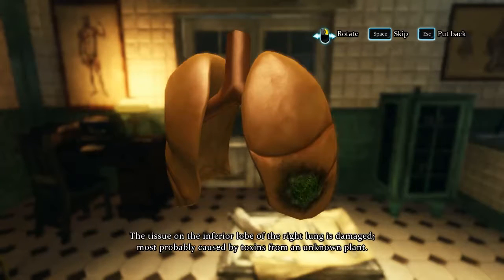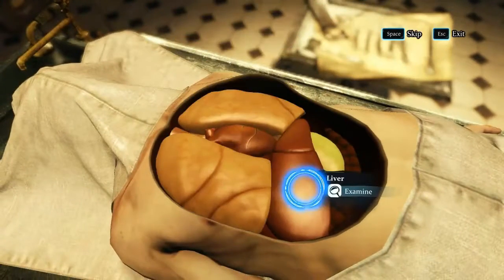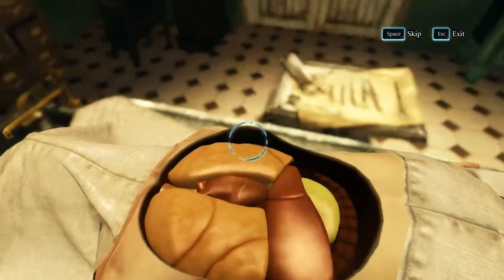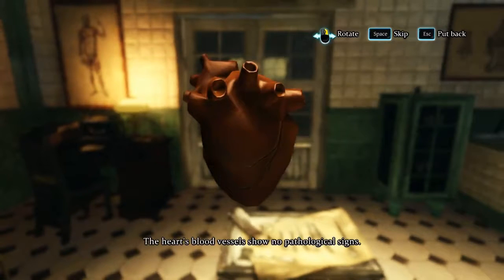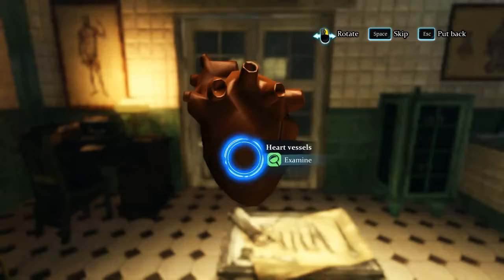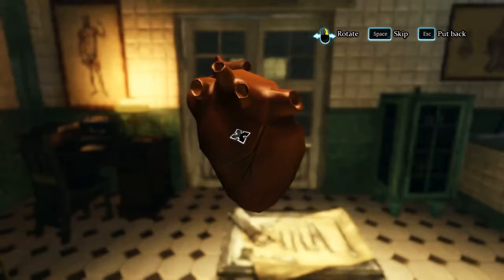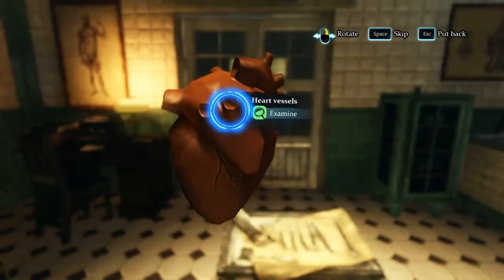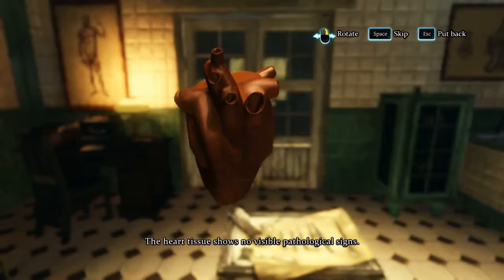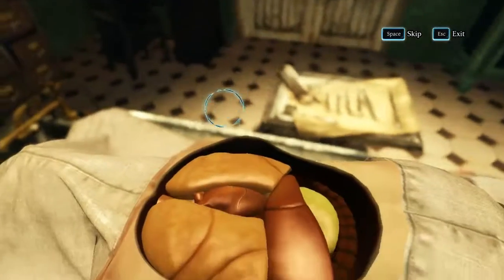The tissue on the inferior lobe of the right lung is damaged, most probably caused by toxins from an unknown plant. Alright, we're just gonna plop that back in. The heart's blood vessels show no pathological signs, so it's not a heart attack. Like they said he died from a heart attack, but the heart seems fine, right? The heart tissue shows no visible pathological signs. Right, so it's not really a heart attack that he died from.